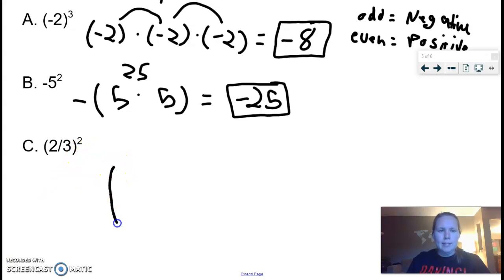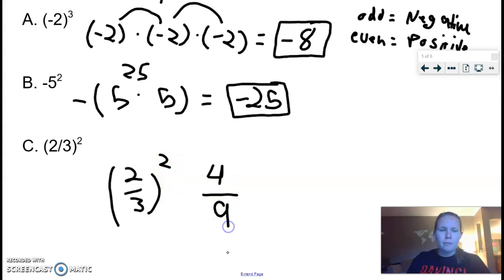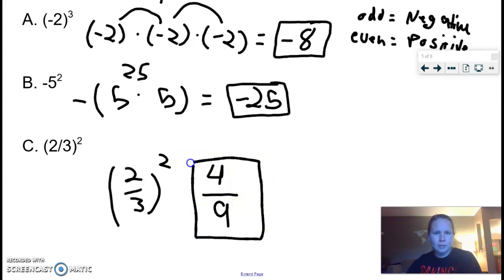All right, and then C, though, I want to rewrite this. In the case of C, what you end up doing is you treat it like one power for each part of this fraction. So I would take 2 to the second. 2 to the second is 4. And then 3 to the second, again, we keep it in the fraction. So we have 4/9. There's actually no way that I can simplify this, and so it just stays as 4/9. And that is my simplified answer.